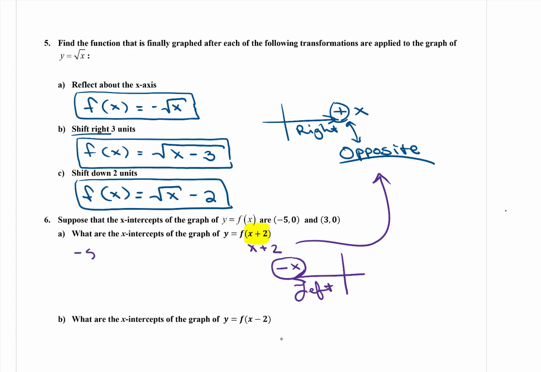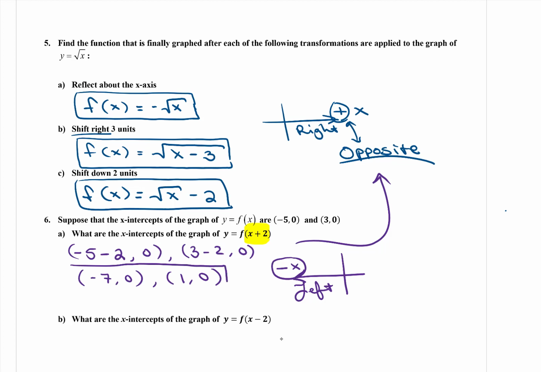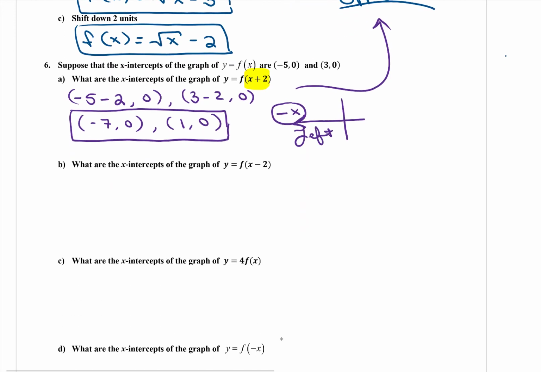So if I subtract 2 from my x values, because the x values are the ones that determine whether you go left or right, what is negative 5 minus 2 going to give me? That's going to give me my first x coordinate, negative 7, 0. And then 3 minus 2, that's going to be 1, 0.